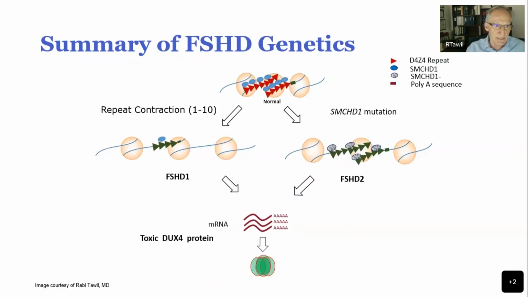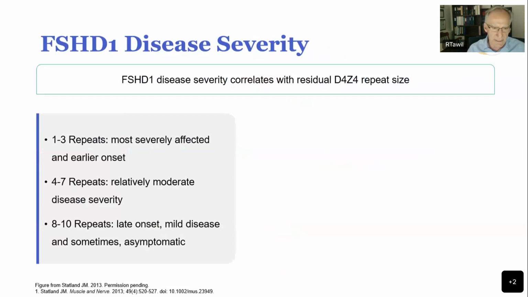So again, this is a summary. On the left side, FSHD results from contraction of the number of repeats, which unravels the whole setting of the chromosome. Or you have an SMCHD1 mutation that causes FSHD type 2. Both of them cause toxic DUX4 protein, and subsequently the clinical manifestations of both are essentially identical.